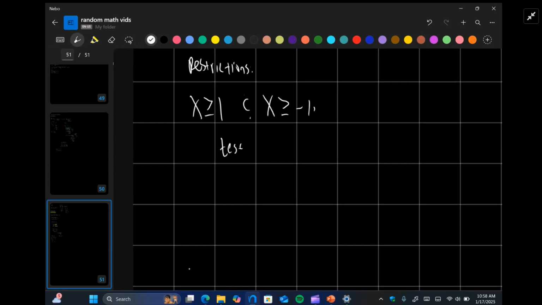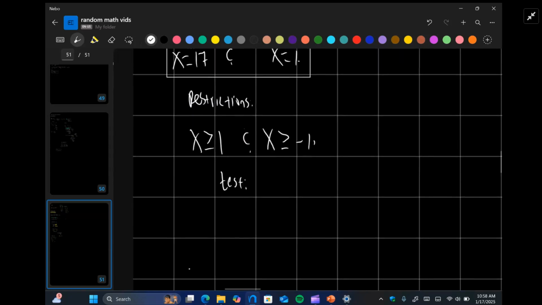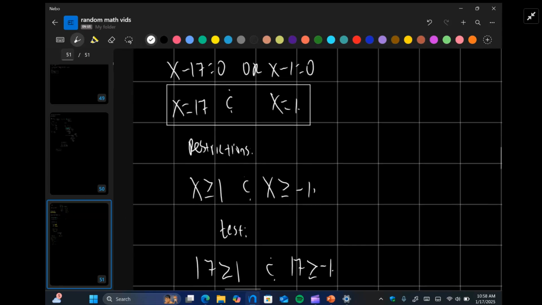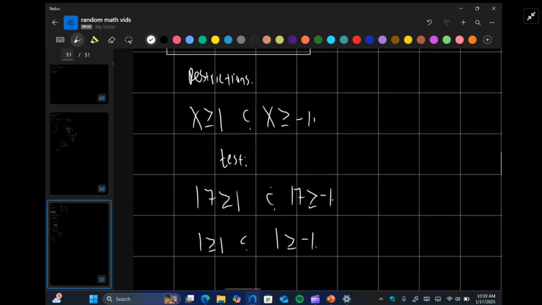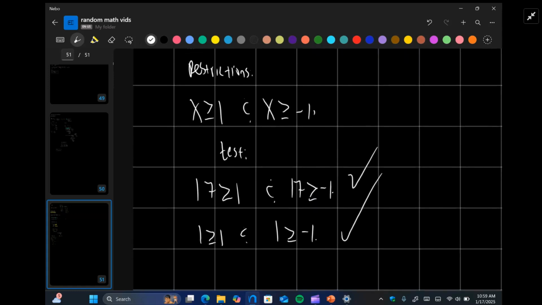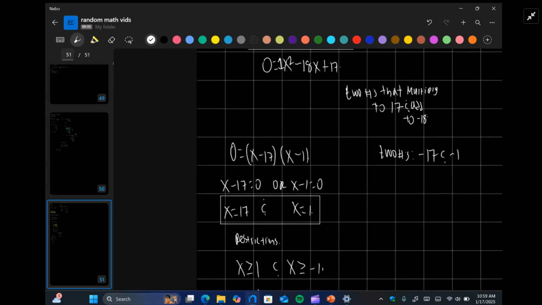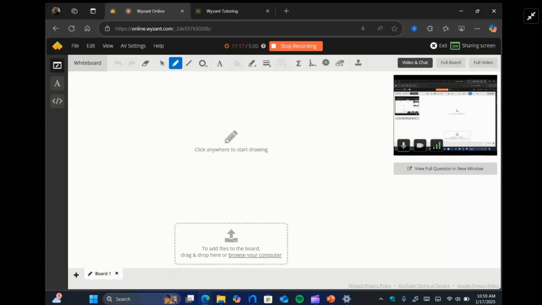And as you can see, we want to go ahead and test it. So like I said, 17 is greater than or equal to 1, and 17 is greater than or equal to negative 1, as well as 1 is greater than or equal to 1, and 1 is greater than or equal to negative 1. So we can clearly see that these four things are satisfied. So we can clearly see that those are the solutions to this equation.